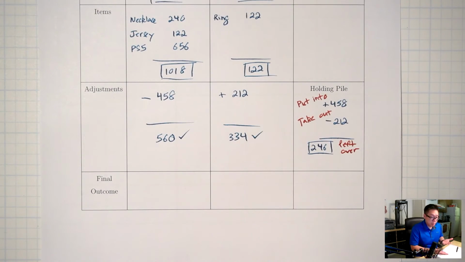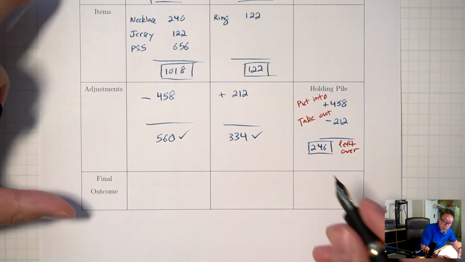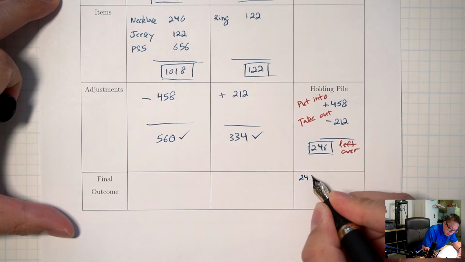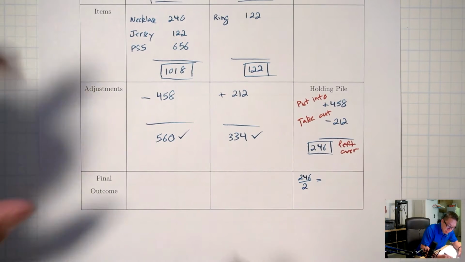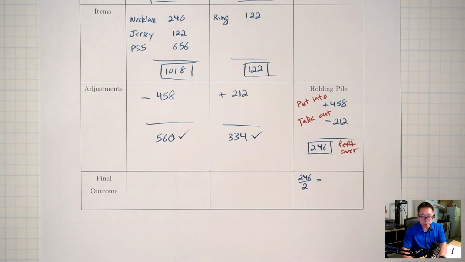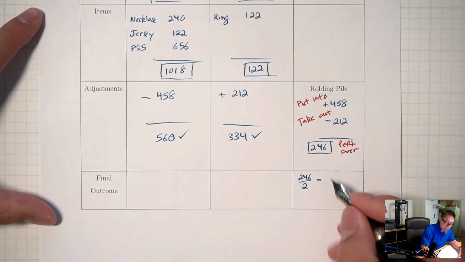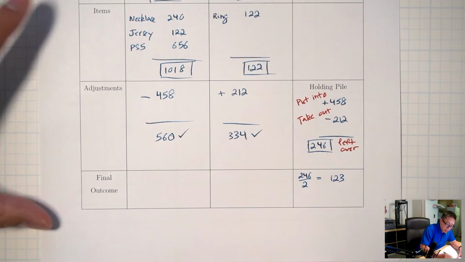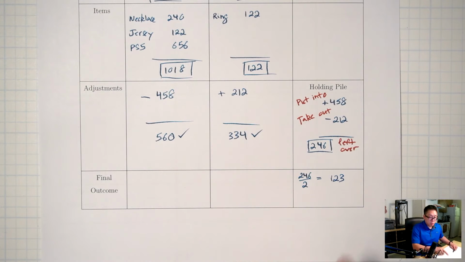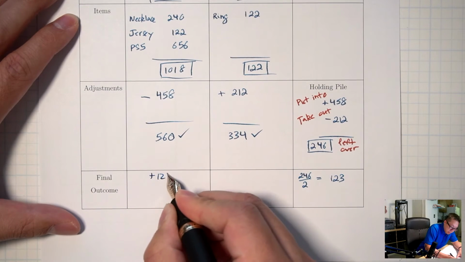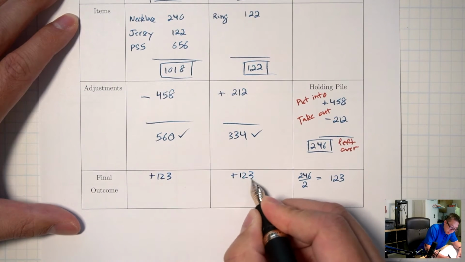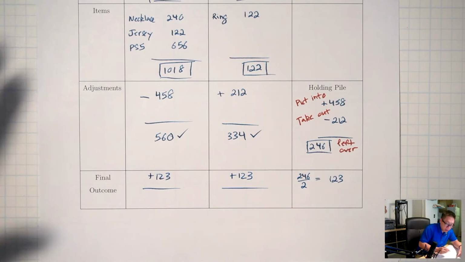What do we do with this leftover money? We're going to divide it evenly among Bart and Lisa. So we're going to take the 246 and divide it by 2. 246 divided by 2 is 123. So each person is going to get an extra $123 from the holding pile. So we're going to add on 123 for each person, which would get us to a final answer.